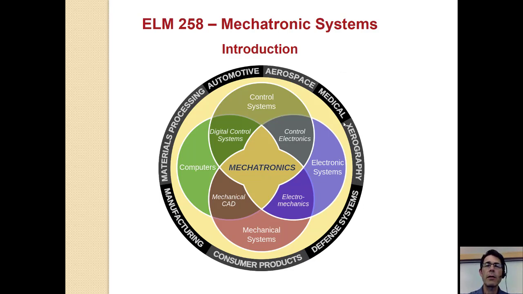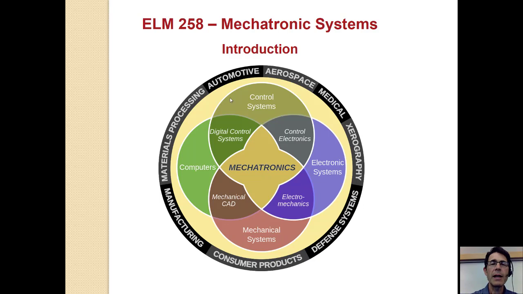One, on the outside of this circle shows all the different types of industries where you find mechatronics, and basically it's just about everywhere. It's in automotive systems, aerospace systems, medical technology, xerography, defense, and consumer products. We're going to see some examples of those.